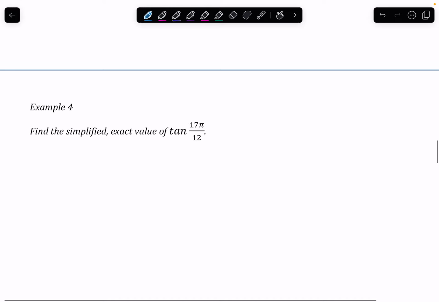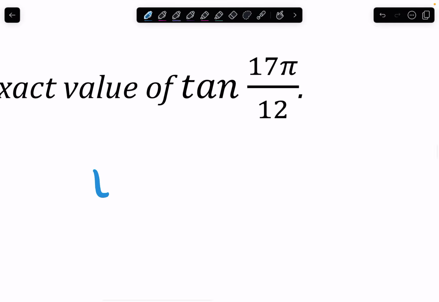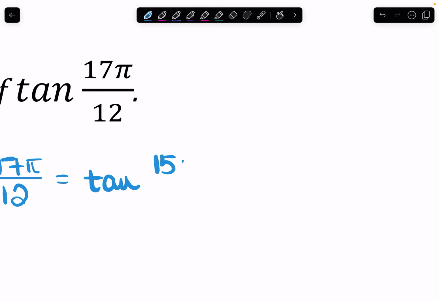All right, tangent of 17 pi 12. So I need two unit circle angles that either add to 17 or subtract to 17. I would be thinking adding might be the best option. Let's see if we can come up with two that add. 17 would be a 15 and a 2. So let's try 15 pi 12 and 2 pi 12.